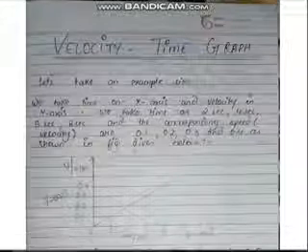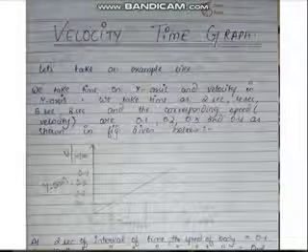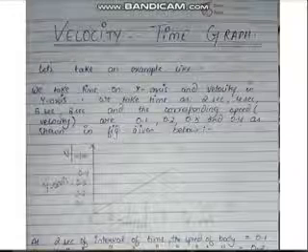वेलोसिटी टाइम ग्राफ, आप पहले इस डायग्राम को देखिए. बेसिकली हमने Y एक्सिस पे वेलोसिटी लिया है या आप स्पीड ले सकते हैं, it's wholly and solely your wish. And on X axis we have taken time in seconds and velocity in meter per second.